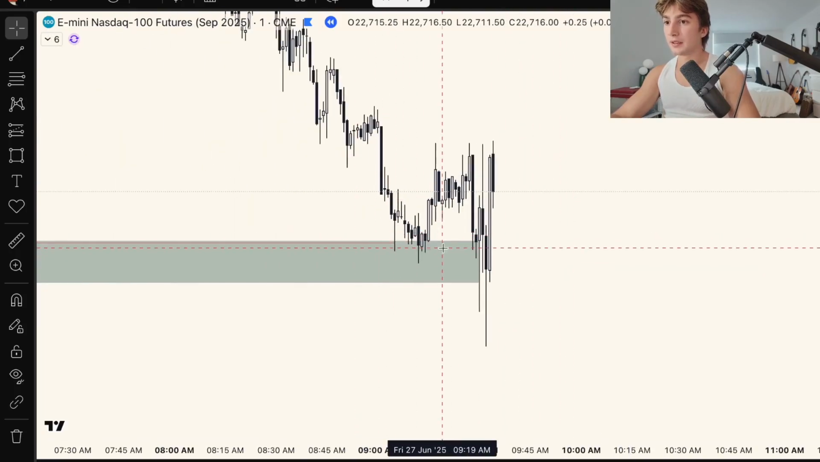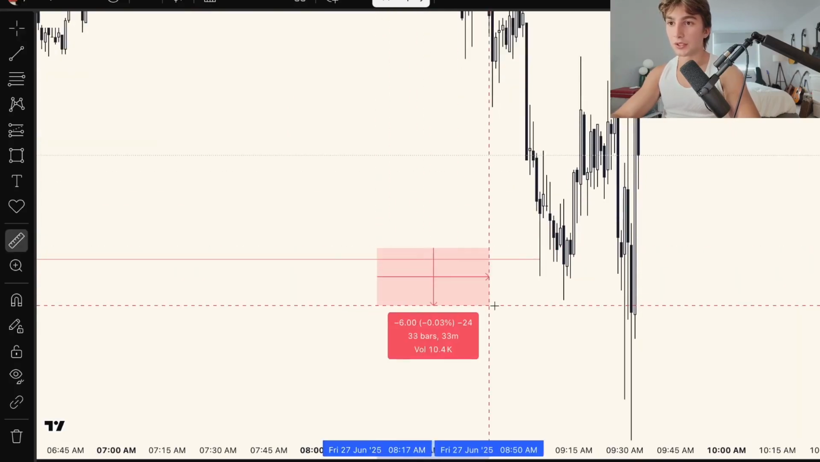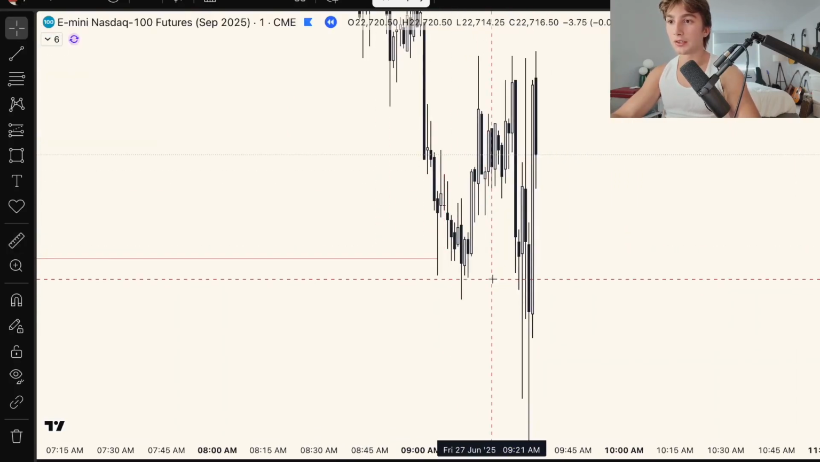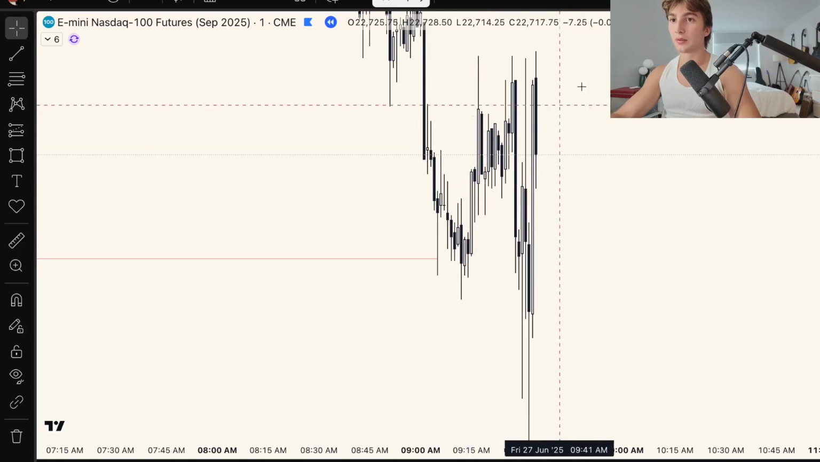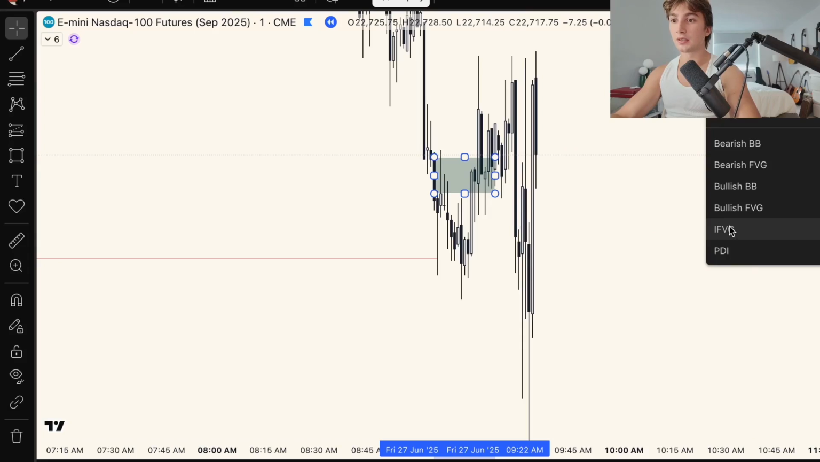You have this low, which is the one that swept London lows. You can see by the red line, we swept London lows here. And so what are people going to try to do? They're going to try to long whatever inversion they get off here, for example, this first 1 minute inverse. And so they'll long this.